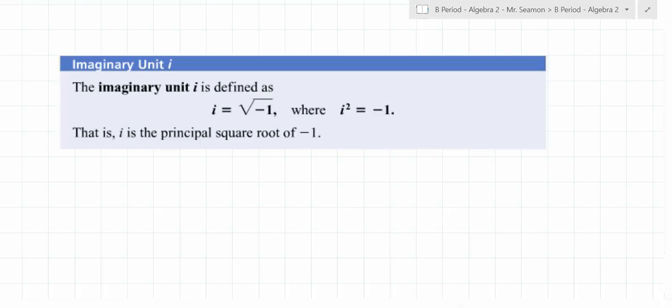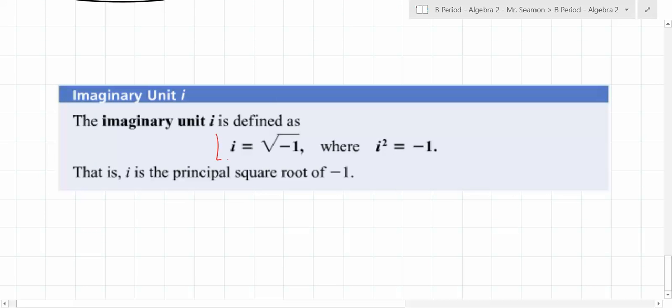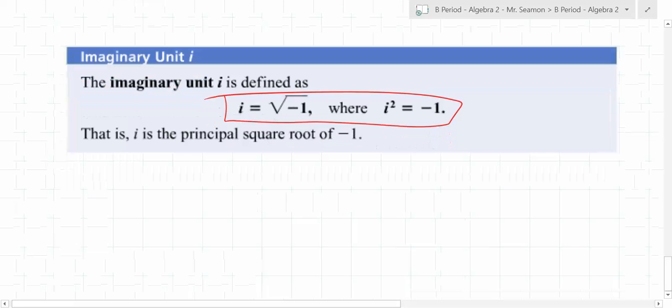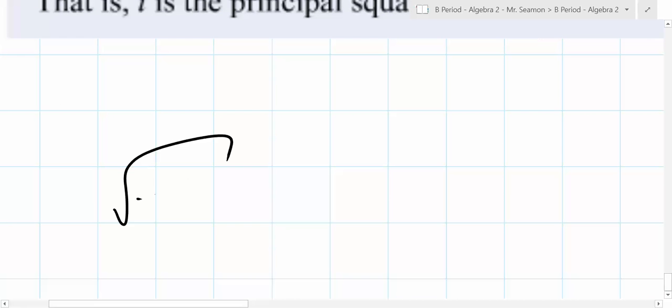So the first definition, and really the only new definition today, is what's in the red box right here. So I'm going to write it real big for you. The square root of negative 1 is defined as this new number i. This new number i. Oh, so tough. Suck it up.